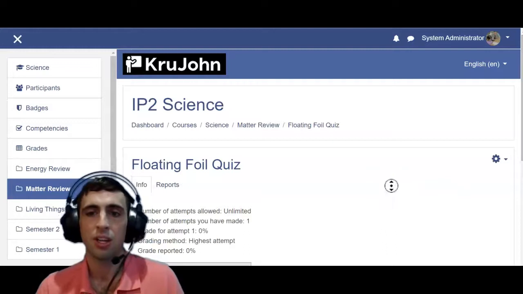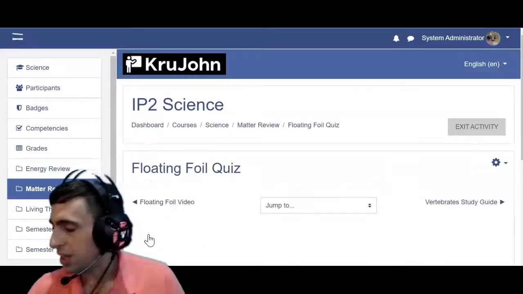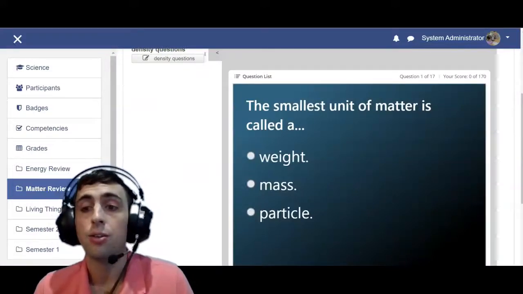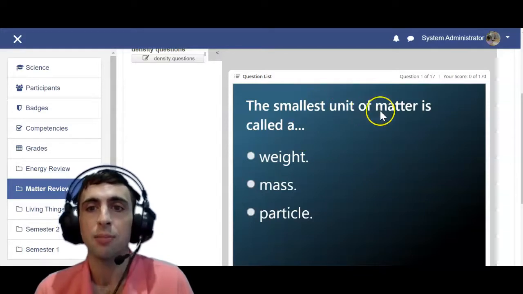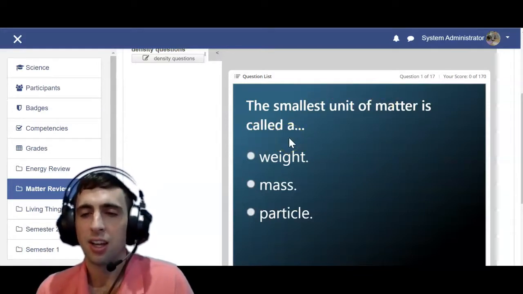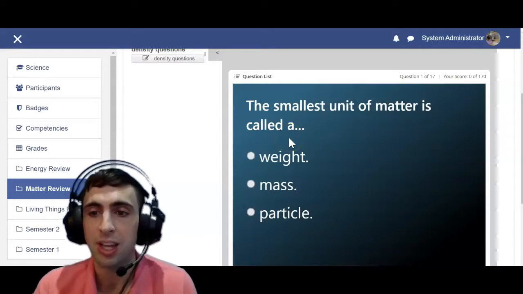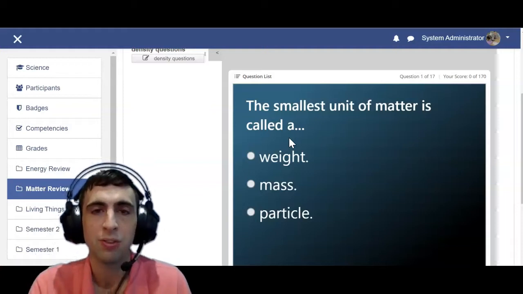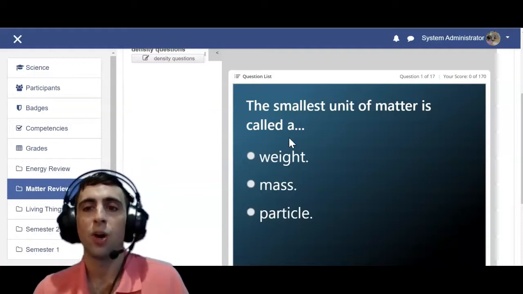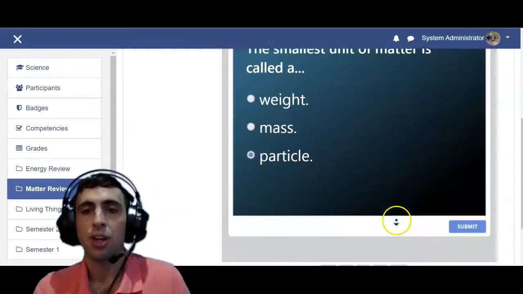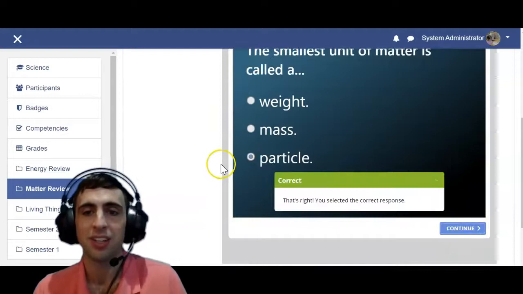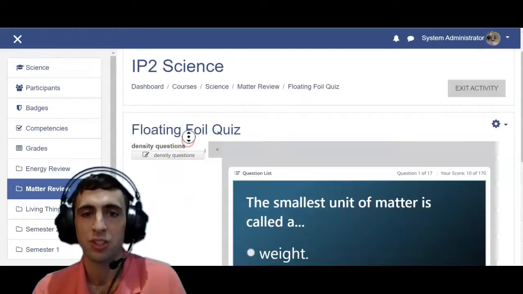So we click on that. We go down and we enter. Okay, so number one we can do together. The smallest unit of matter is called a... Let's look at our vocabulary list and find the answer. You can pause and look for the answer. It's a particle. A particle is the smallest unit of matter. So we'll hit submit. Good. We got the first question right.